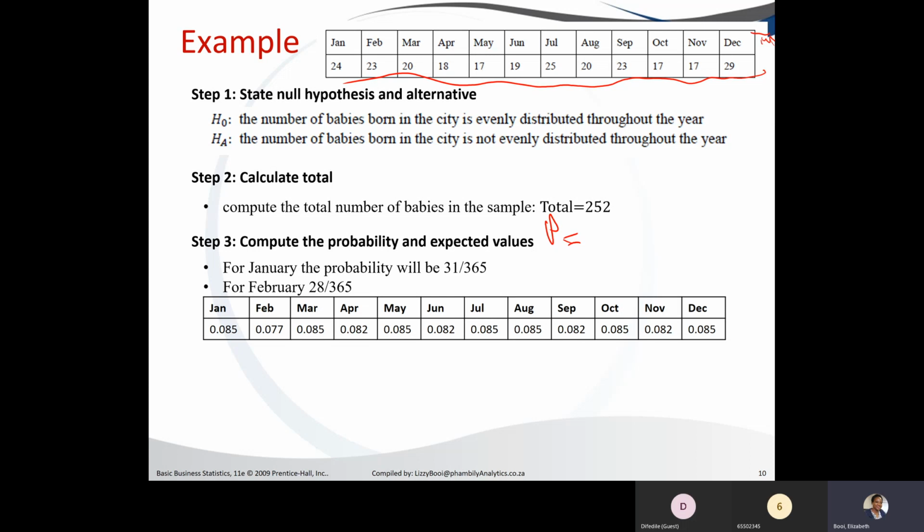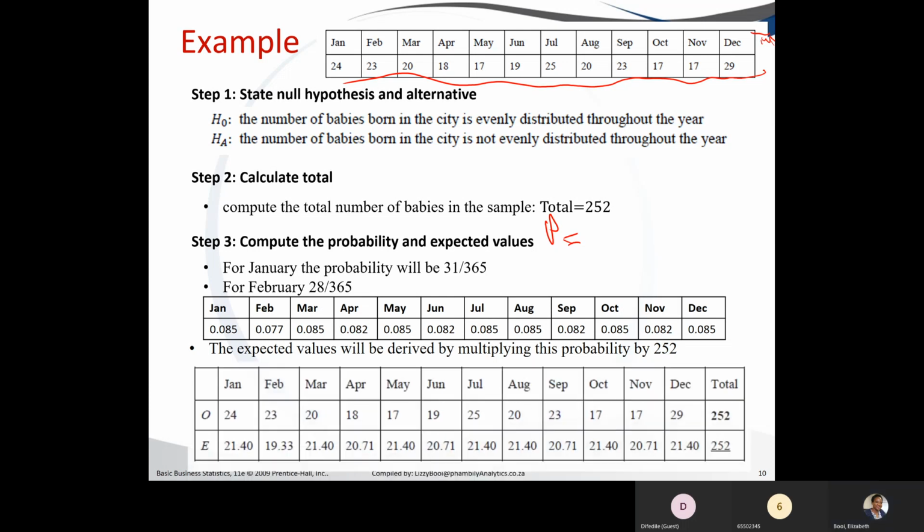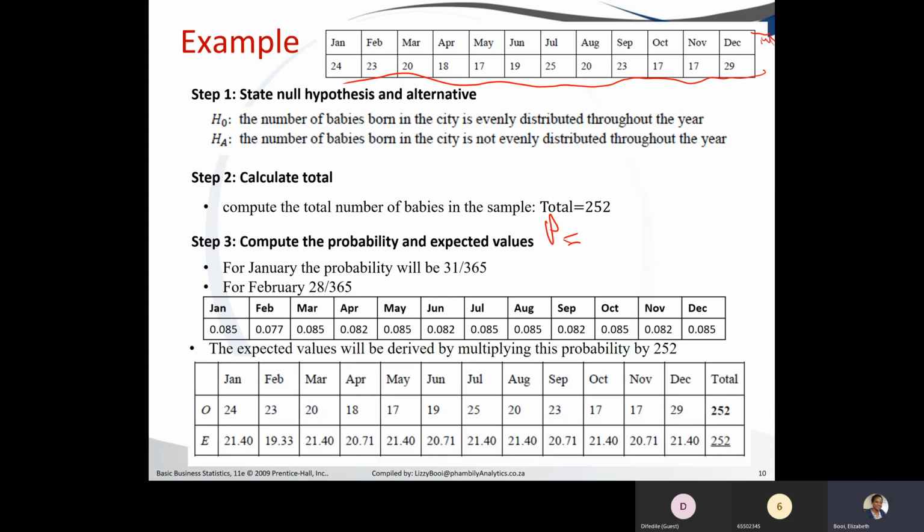I now need to calculate the expected value. Calculating the expected value, we need to take this probability and multiply by the grand total, which is 252. So what we do, we say 0.0845 and some number multiplied by 252 will give us 21.40. If you take this rounded off number, you will not get exactly the same answer.